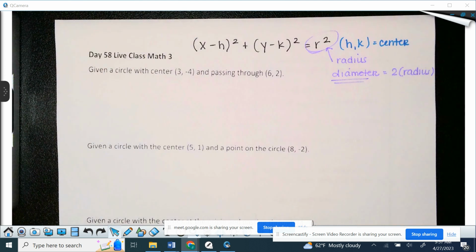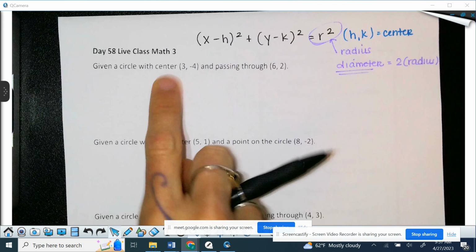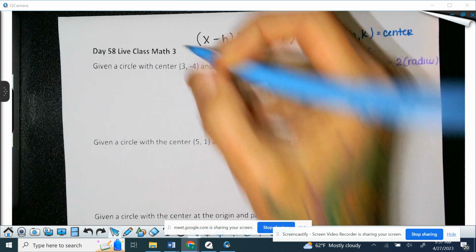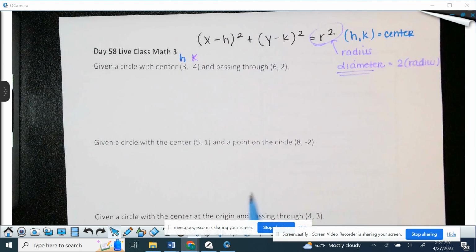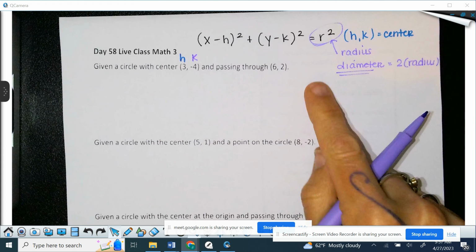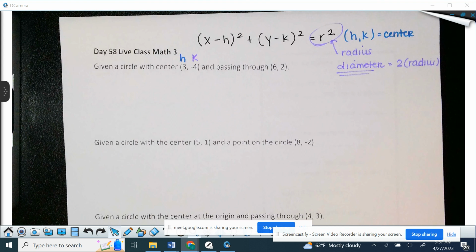All right, given a circle with a center (3, -4) passing through (6, 2). In my humble opinion, as soon as I read that, I would write H and then write K. And if it's on the computer, like our EOC, I would write down in the corner of my paper the coordinate (3, -4) and label it H, K. Passing through (6, 2), so that's going to be your X and your Y.